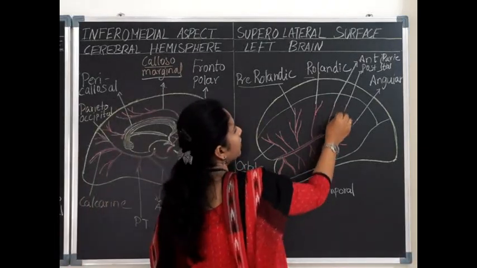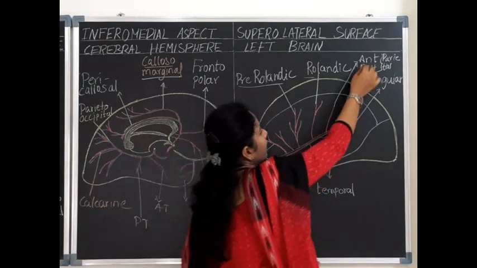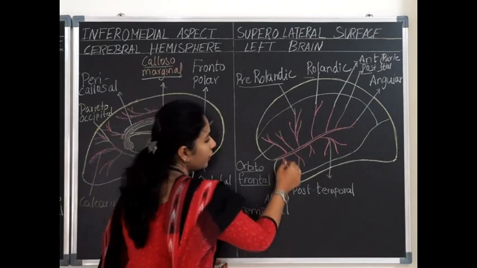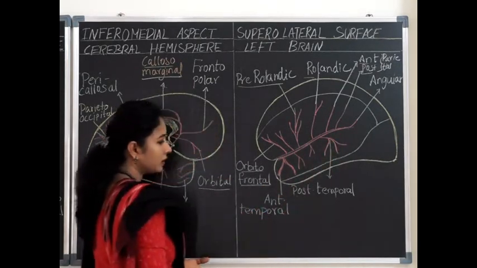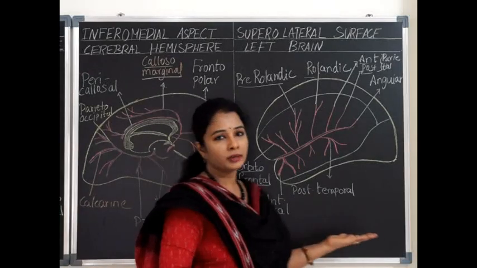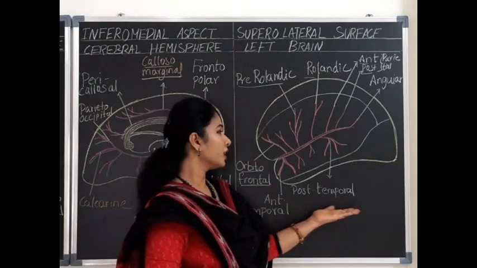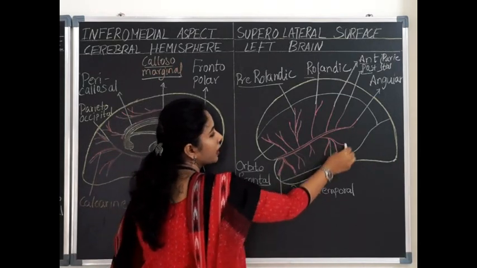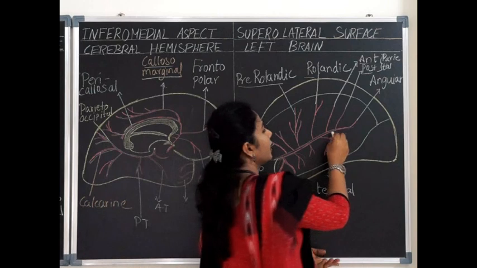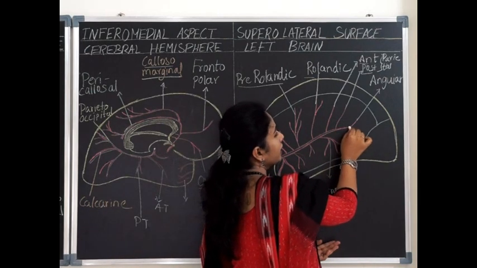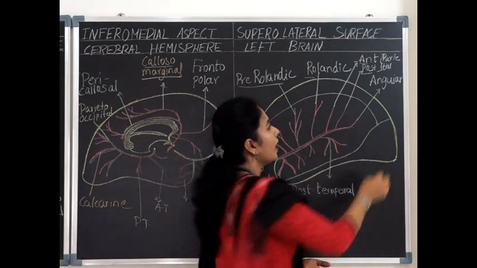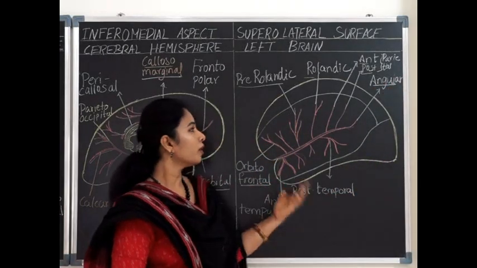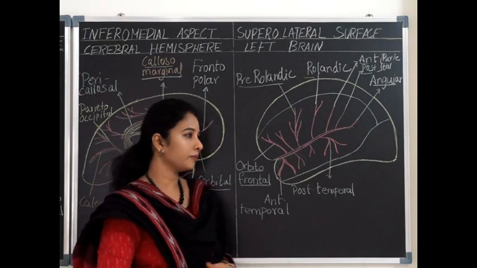The other branches are the parietal branches, which are again divided into anterior parietal and posterior parietal branches. Inferiorly, the branches are temporal branches. The temporal branches are again split into two, anterior and posterior temporal branches. These are the anterior temporal branches and these are the posterior temporal branches. Finally, the middle cerebral artery terminally continues to form the angular artery. So all these arteries are the end arteries which supply the cortex of the brain.